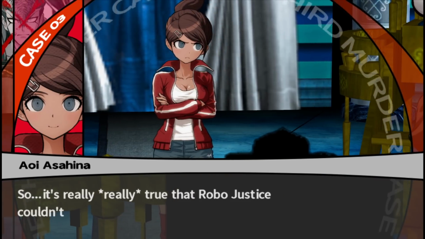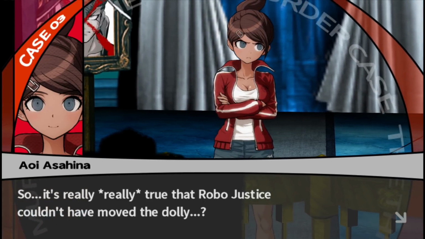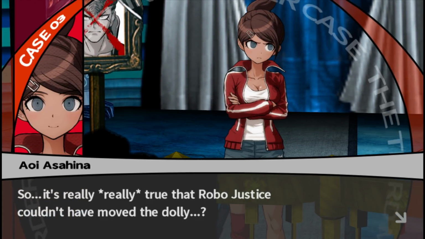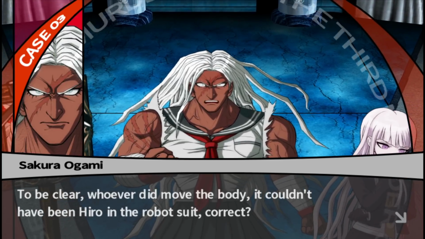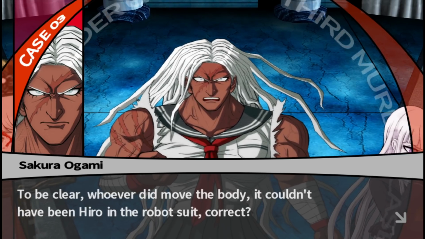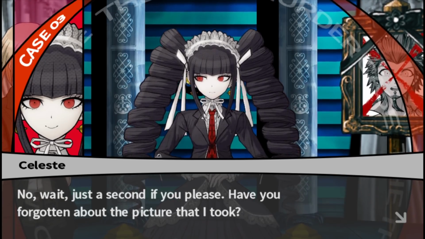Exactly. So it's really, really true that Robo Justice couldn't have moved the dolly? Yes. You've got some apologizing to do to Hero after this. To be clear, whoever did move the body, it couldn't have been Hero in the robot suit, correct? No, wait. Just a second, if you please.